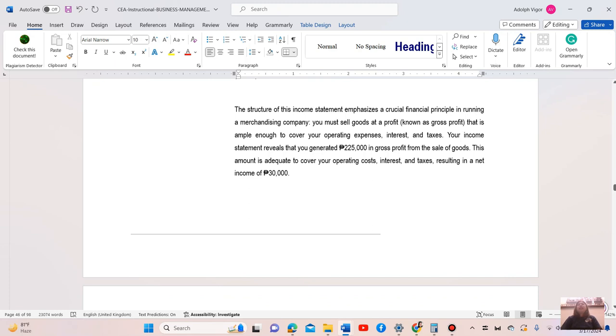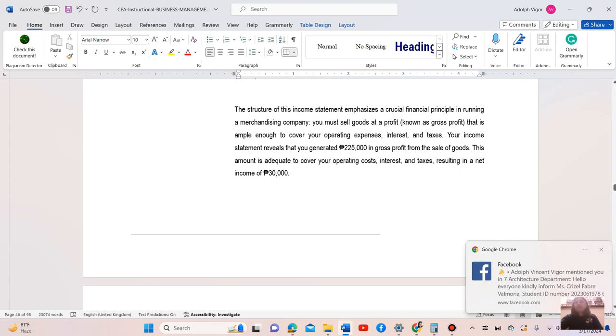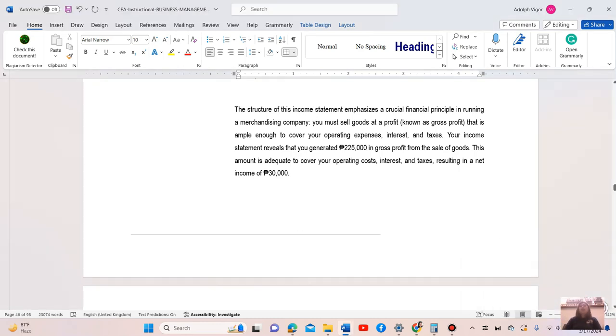So the structure of this income statement emphasizes a crucial financial principle in running a merchandising company. You must sell goods at a profit known as a gross profit that is ample enough to cover your operating expenses, interest, and taxes. Your income statement reveals that you generated 225,000 in gross profit from the sale of goods. This amount is adequate to cover your operating expense, operating costs, interest, taxes, resulting to a net income of 30,000.